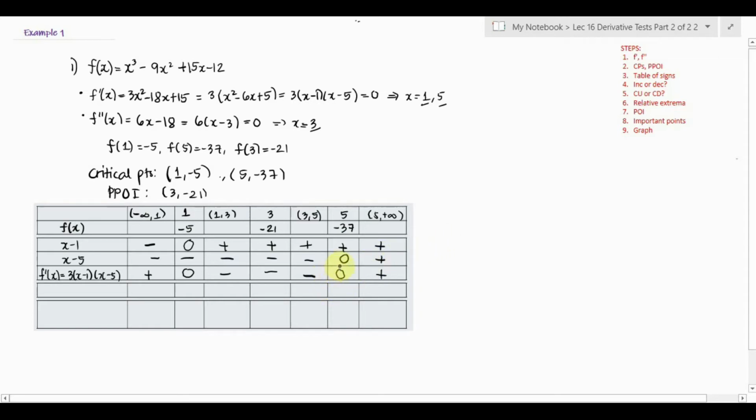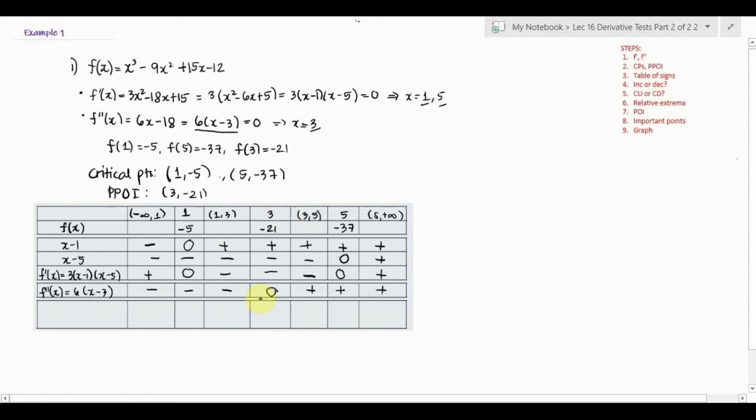Punta naman tayo sa f double prime. Ito yung f double prime natin. Kung makikita natin, hindi natin siya need na ihimayin kasi ang 6 natin ay positive constant. So, magdedepend lang siya doon sa sign ng x minus 3. So, pwede na nating idiretso ang f double prime. Our f double prime is 6 times x minus 3. x minus 3 is linear. It has positive leading coefficient. So, we get the 0. It's a 3. Everything to the left is negative and everything to the right is positive.